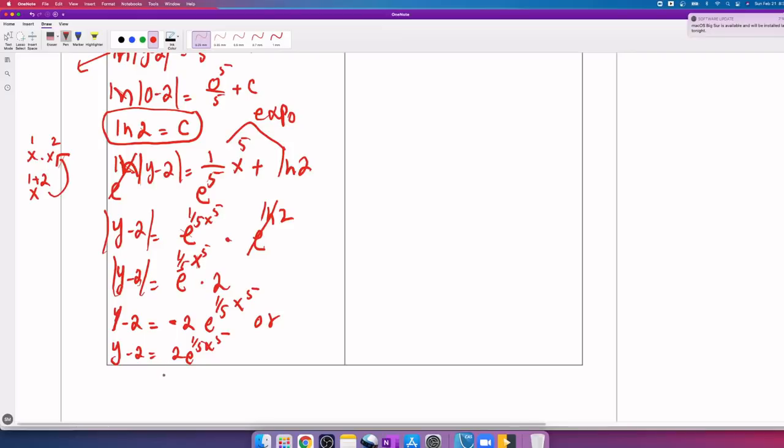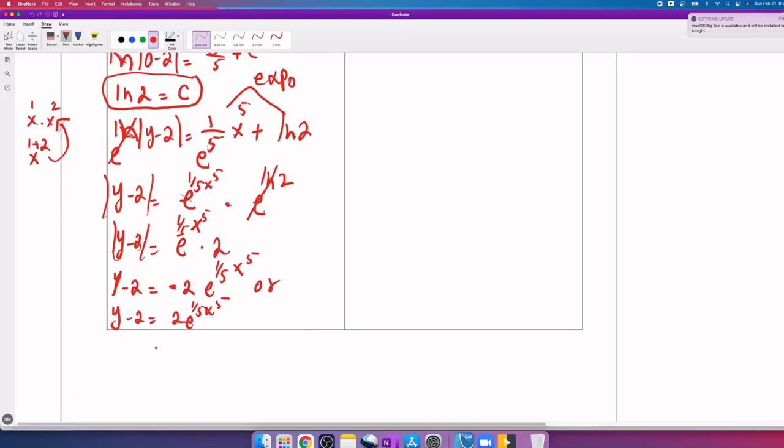Now, I don't know which one works in this situation, but I have to change both of them to get y by itself first. So I'm going to change this one to y by itself. It's going to go y equals negative 2 e^(1/5 x^5) plus 2. Okay, and I'm going to get this one y by itself, which is going to give me y equals e^(1/5 x^5) plus 2 again. So this is what I'm getting in both conditions.